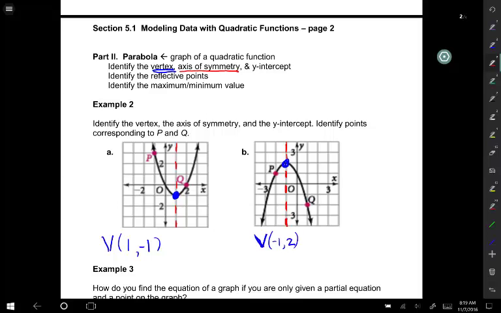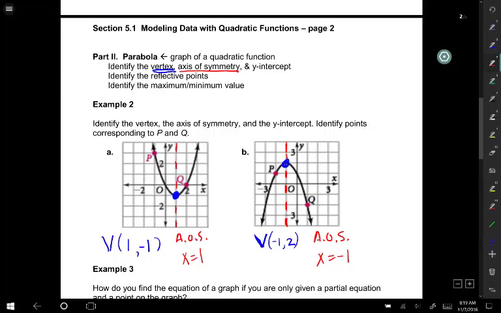Now, equations. Axis of symmetry in red. I'm going to put abbreviation AOS. What is the equation of this vertical dotted line? What is it going through? What axis? It's going through the x-axis, so the equation is x equals 1. What's the equation of this dotted line? Okay, so the AOS, the axis of symmetry, x equals -1.